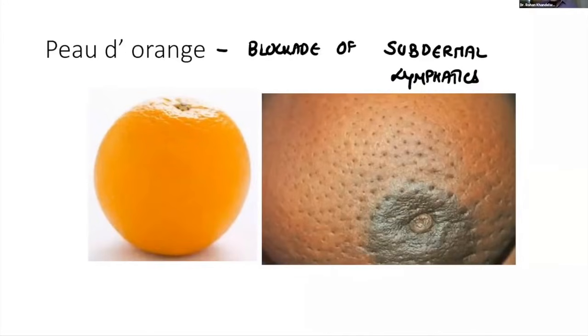Maximum number of times this clinical sign has been asked. This is peau d'orange or orange peel appearance, where the skin appears thickened and like an orange peel. This is due to blockade of subdermal lymphatics. This has been asked many times. And if this is present in cancer, it is a sign of skin involvement.